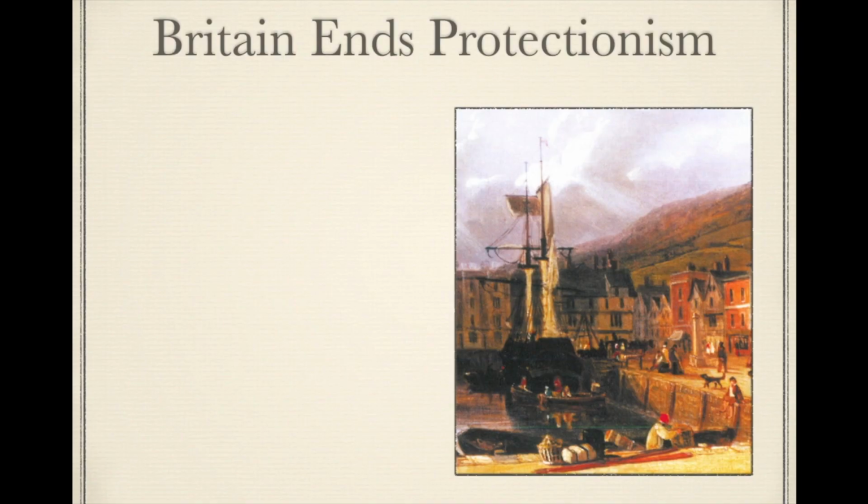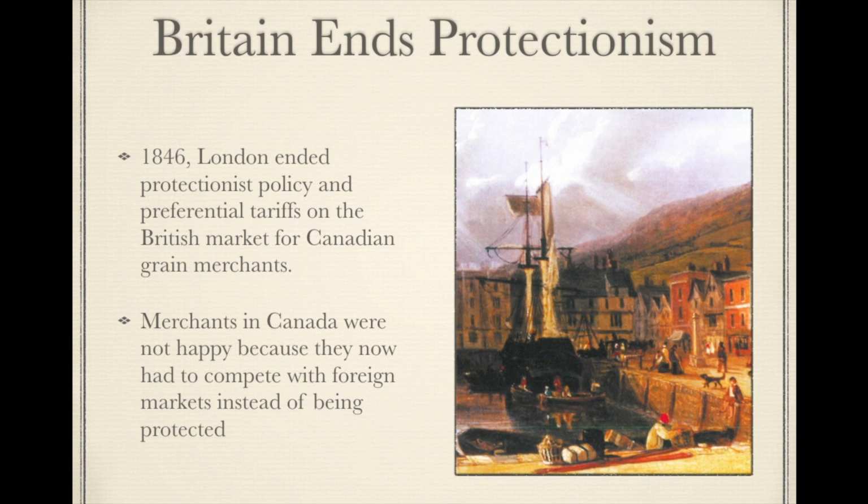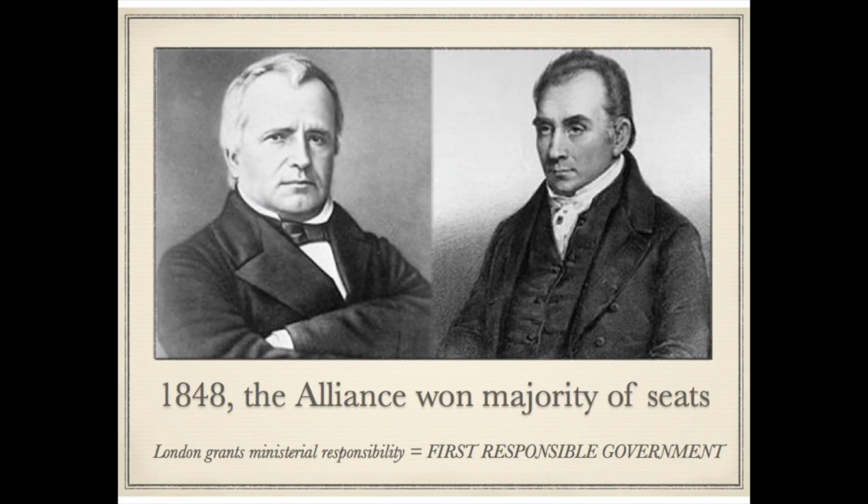Well, the British government decided to end their economic policy of protectionism, where the British government bought resources from its colonies. In 1846, London ended protectionist policy and preferential tariffs on the British market for Canadian grain merchants. With the end of this policy, merchants in Canada were not happy because they now had to compete with foreign markets instead of being protected by a mother country. While the end of protectionism forced the colonies to become more economically autonomous or independent, it also led to a demand for greater political independence for the province of Canada.